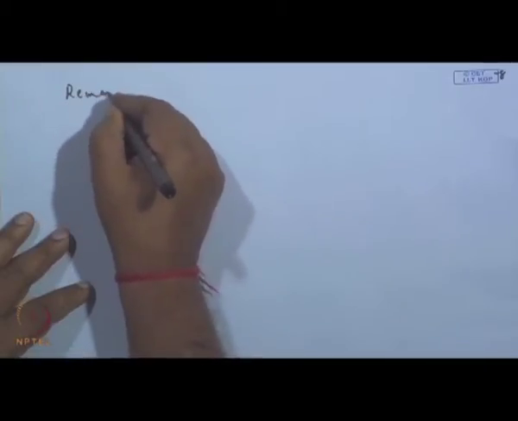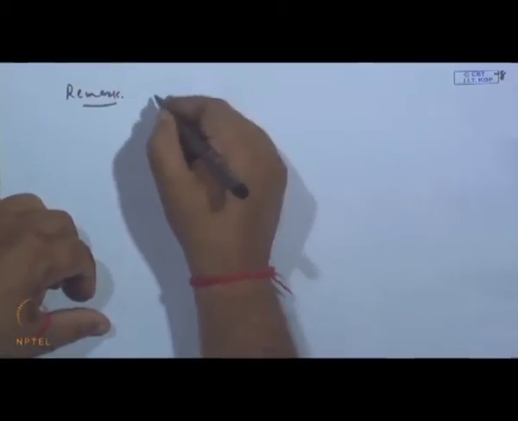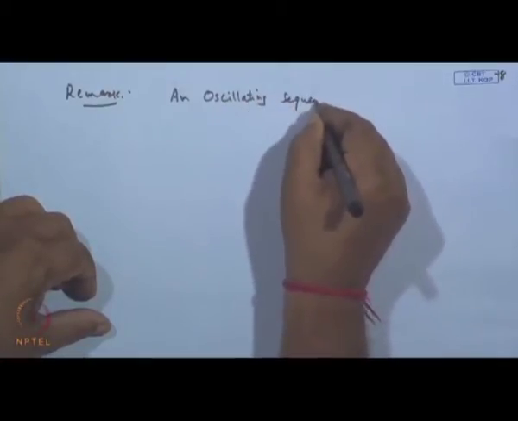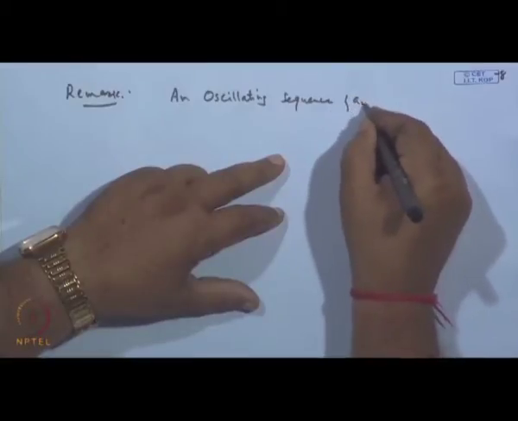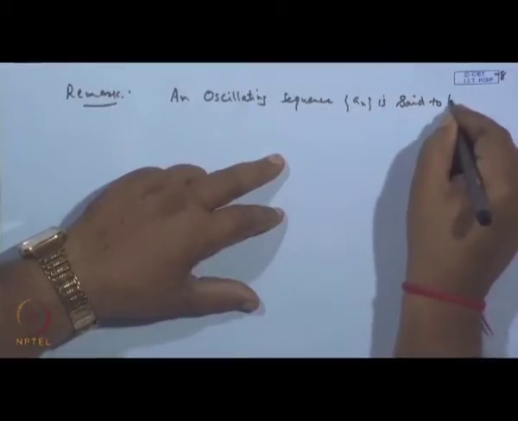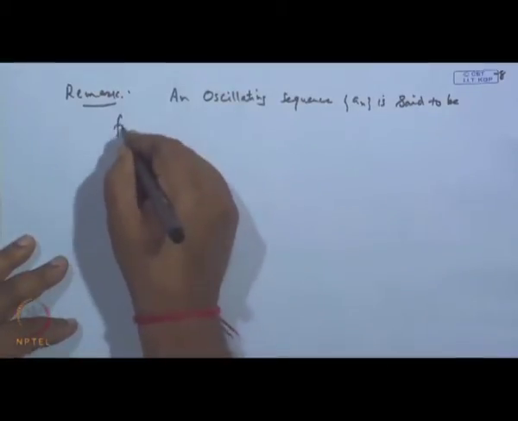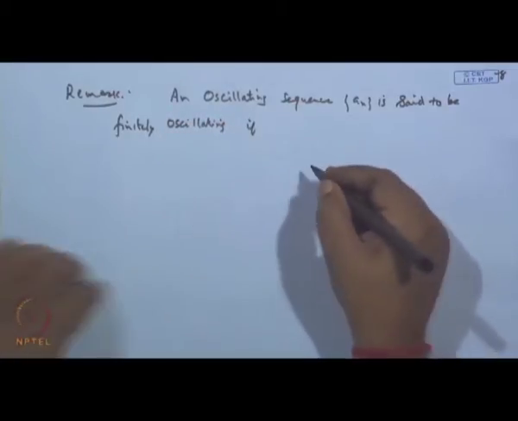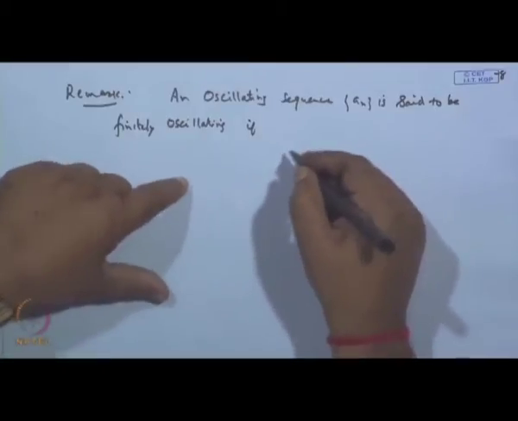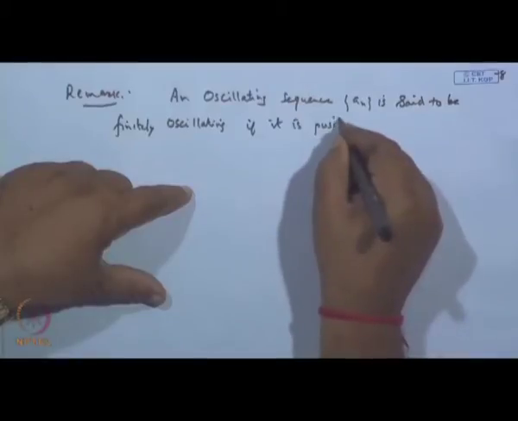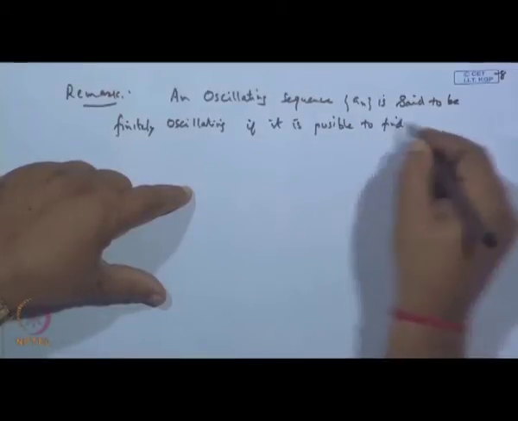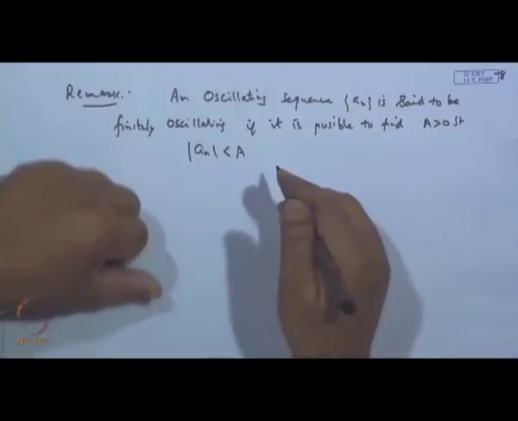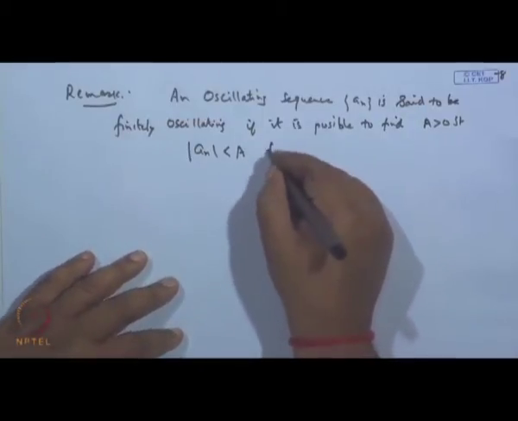Now a remark. An oscillating sequence a_n is said to be finitely oscillating if it is possible to find a number A greater than 0, such that all the terms of the sequence remain less than A for all values of n.